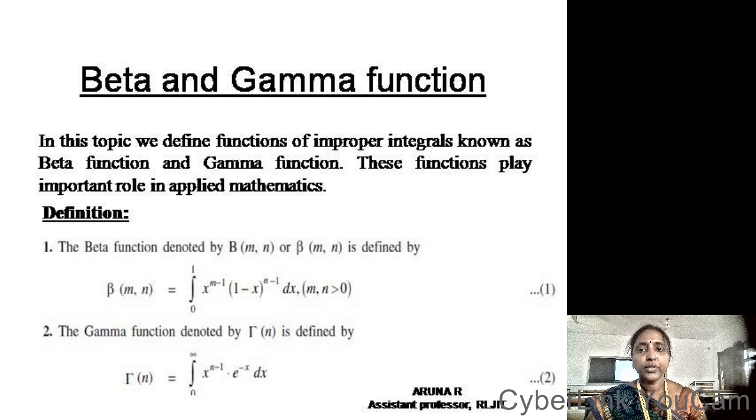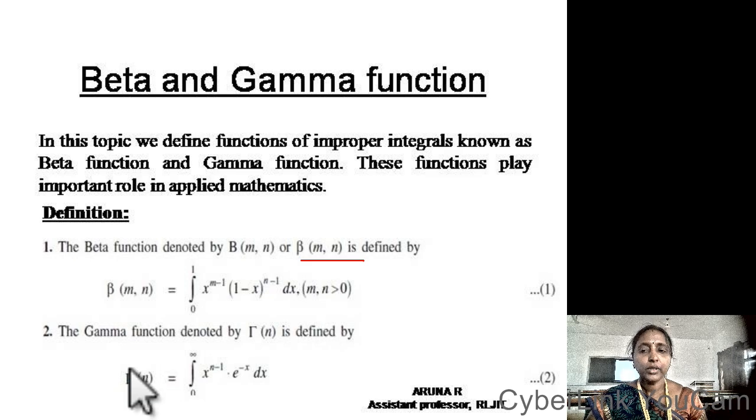Coming to the definition of the beta and gamma functions, the beta function is denoted by beta of m comma n, and it is defined as beta of m comma n is equal to the integral from 0 to infinity of x to the power m minus 1 into (1 minus x) to the power n minus 1 dx, and here m and n should be greater than 0.